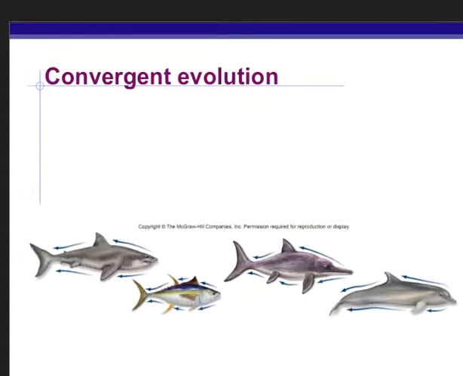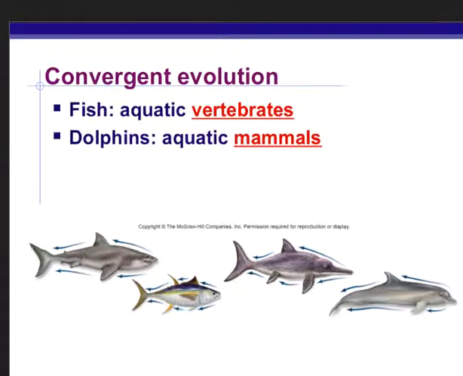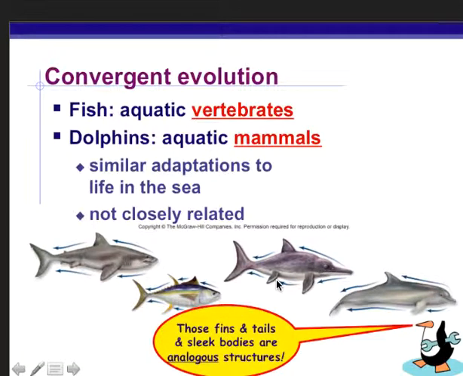Other examples of convergent evolution, you've got fish that are aquatic vertebrates. There are other things that swim in the ocean. There are aquatic mammals, which are your dolphins and whales and things like that. And they have similar adaptations to life in the sea, even though they do not have a relatively close common ancestor. The aerodynamics of swimming in the water are the same across all of the different groups that are in the water. The fins and sleek bodies are analogous structures.